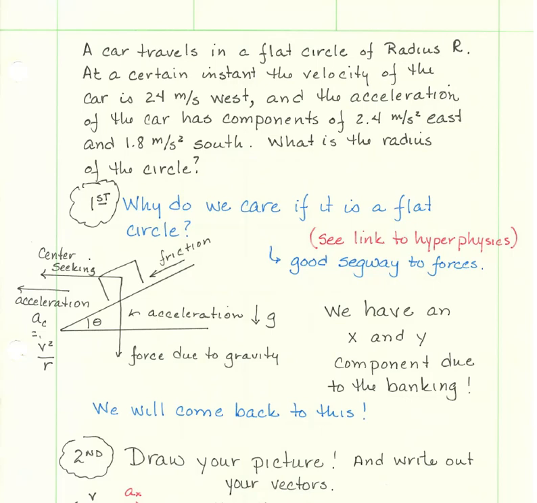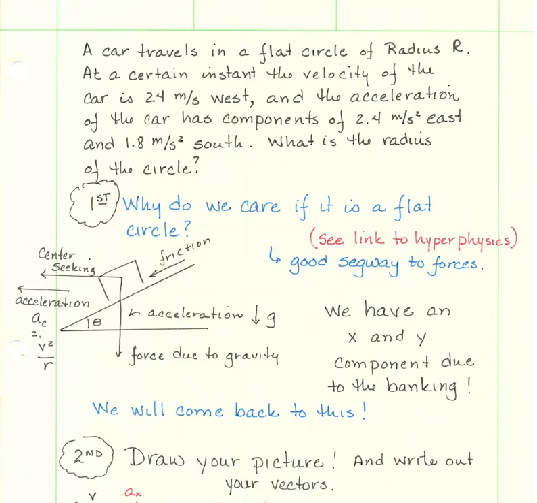So what I've got here is a car that's traveling in a flat circle of radius r, and at a certain instant we're told that the car has a velocity of 24 meters per second west, and the acceleration can be described as having 2.4 meters per second squared east and 1.8 meters per second squared south. Now, first of all, we're going to look at the west being a negative and the east being positive, and we want to find out what the radius of the circle is.